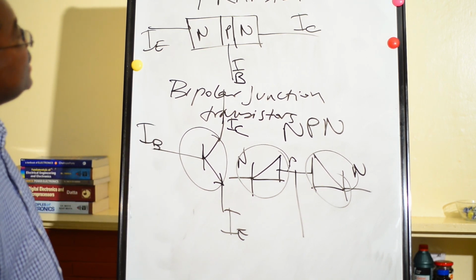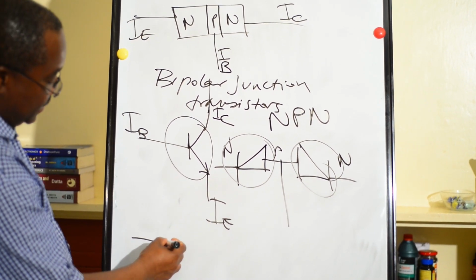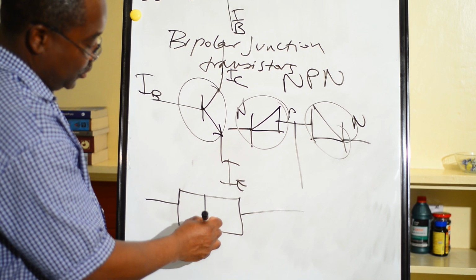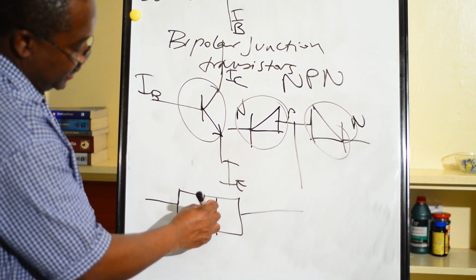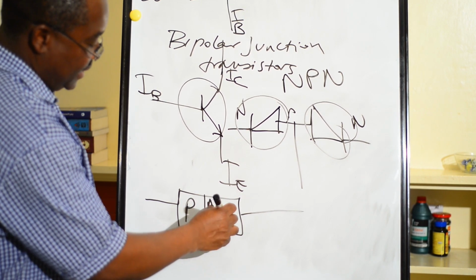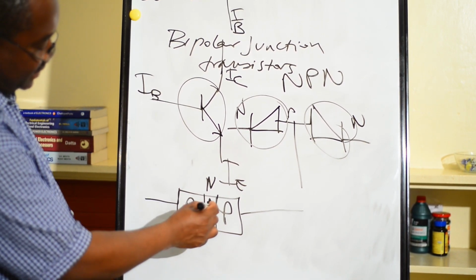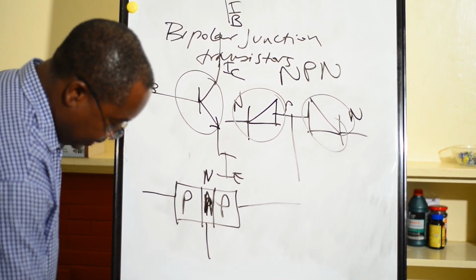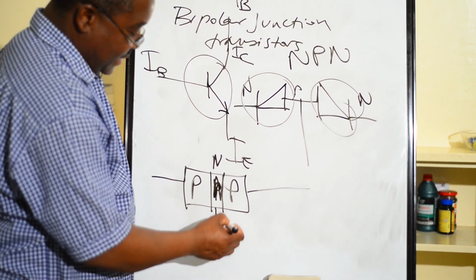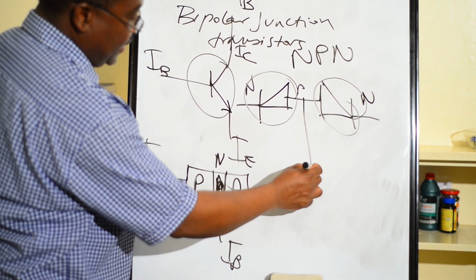Okay, let's see about PNP. This is the first type, and the second type is PNP. As usual, the base has a small width, which is N here. Here are P, and here are P. Our base current is here, our emitter current is here as usual, and our collector current is here.